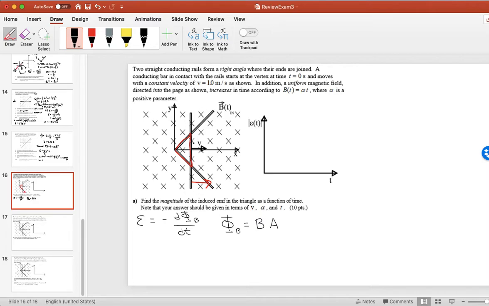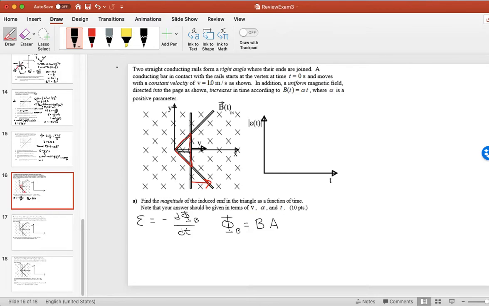It tells us that the rails form a 90-degree angle. So that means that this is a 90-degree angle. But it also means that this angle and this angle are 45 degrees, and this is a right angle. So what I want to do is I want to think about this bar moving to the right. So what's changing is this distance, right? Let me just erase some things. So this distance right here, this length is changing from here to here. And so as that changes, this length of the triangle is going to change, but also this height of the triangle is going to change.